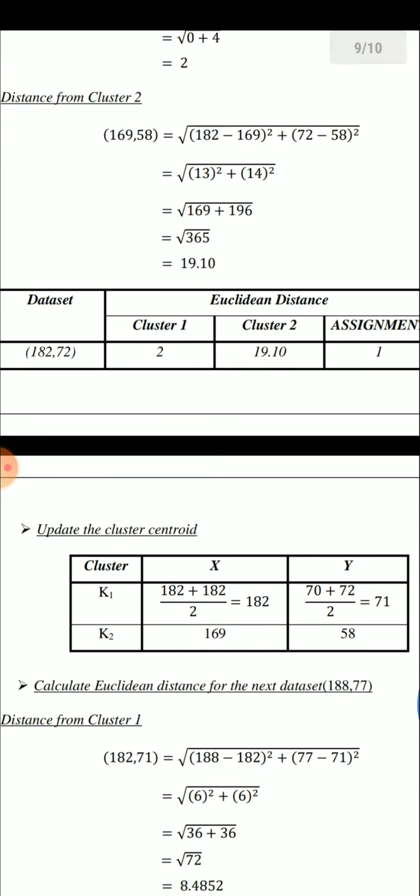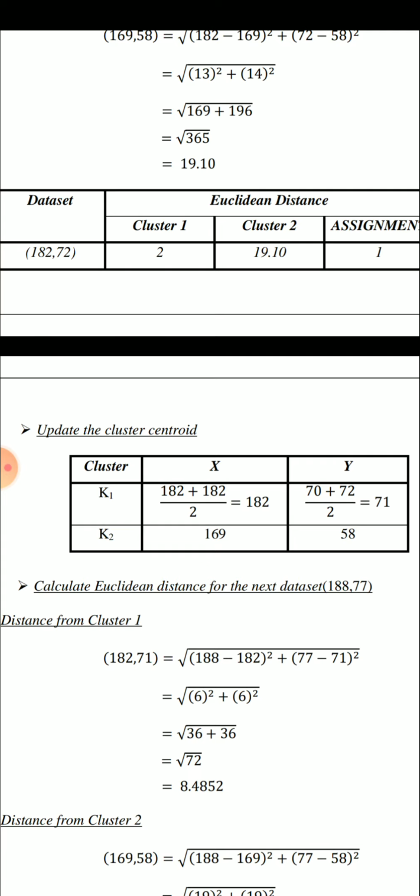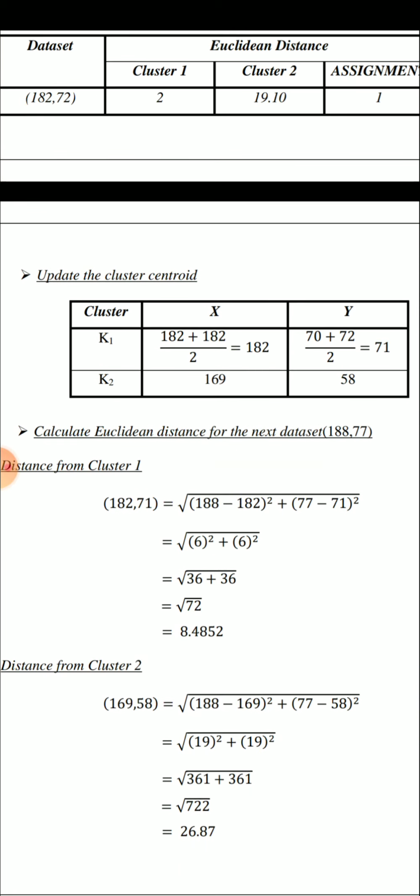Then we update the cluster centroid. For cluster k1, x is equal to 182 plus 182 by 2, which is equal to 182. Then 70 plus 72 by 2 is equal to 71. For k2, it is 169 and 58. Calculate the Euclidean distance for the next data point 188, 77. The distance from cluster 1, 182, 71, is equal to root of (188 minus 182) the whole square plus (77 minus 71) the whole square, that we get 8.485. The distance from cluster 2, 169, 58, is root of (188 minus 169) the whole square plus (77 minus 58) the whole square, that is equal to 26.87.